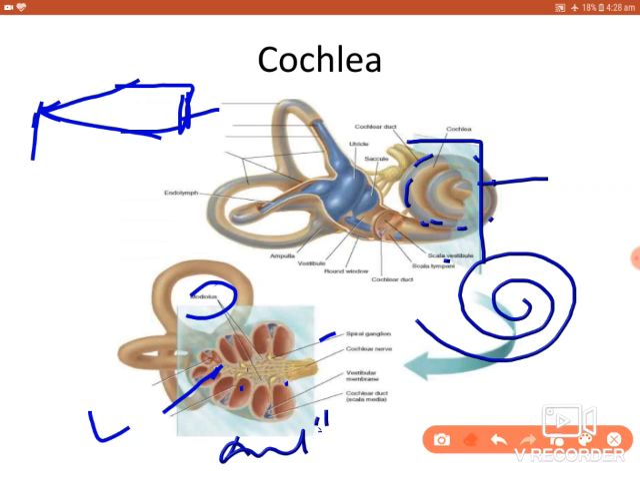The base relates to the cochlear nerve. The cochlear nerve enters through the internal acoustic meatus. Then the cochlear nerve enters the bony cavity through some foramina in this base. Through these foramina, it enters the bony cavity.